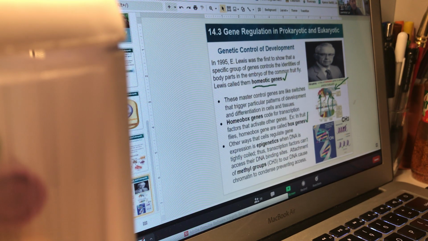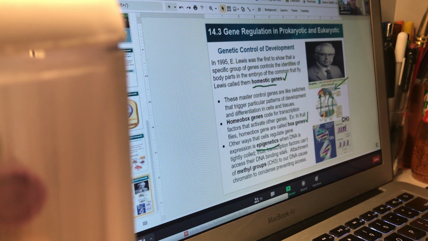Hox genes. Now, after his research on Drosophila, which is the fruit fly, he started testing other species, and he found the exact same thing. We all have Hox genes. We all have homeotic genes, okay? Now, during his research, he also discovered something new. He calls it epigenetics.